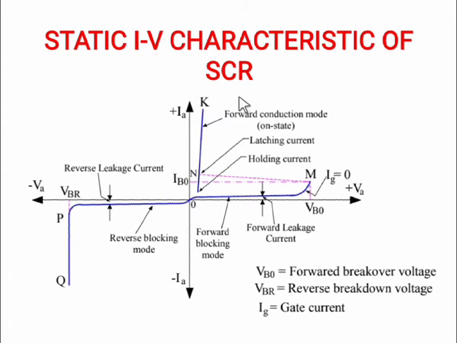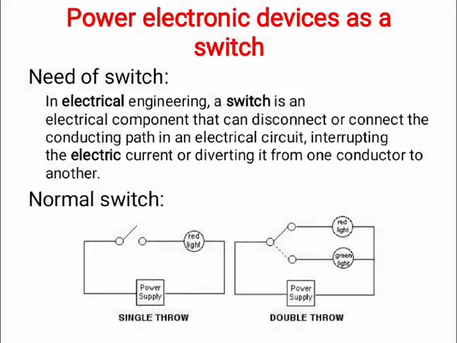To turn off the SCR, the only way is to reduce the anode current to this point. This is the holding current. So if we reduce the anode current by any means below the holding current, we turn off the SCR. This holding current is less than the latching current.